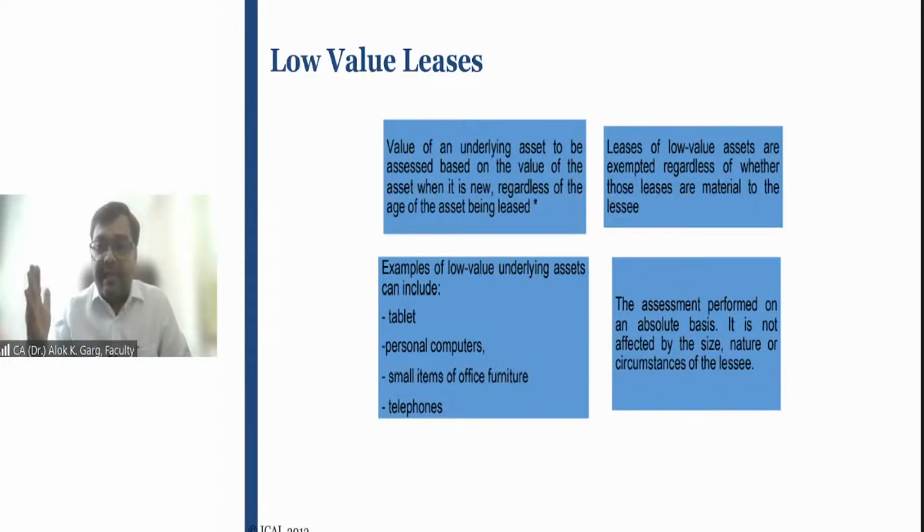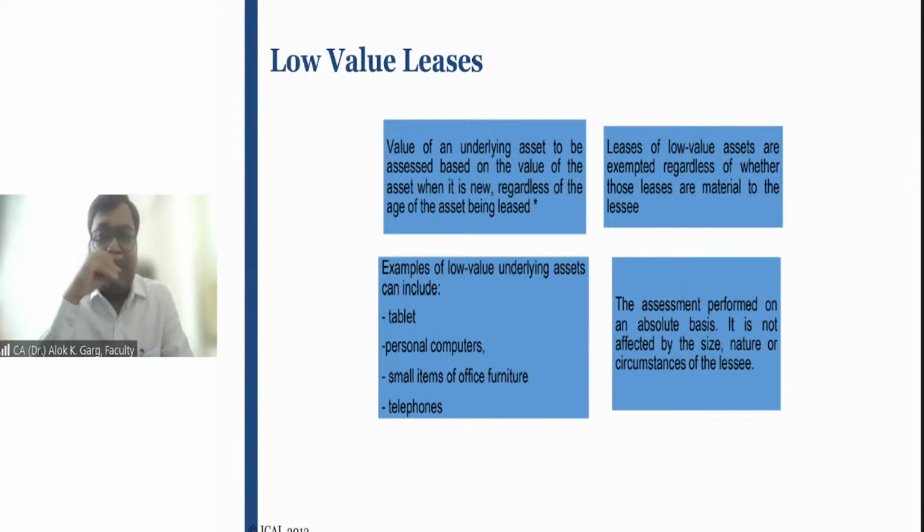any individual item which is taken on a lease, if the cost of the new item is up to 10 lakh rupees, it is considered as a low value lease. And Ind AS 116 accounting is not required. What is required? Expense accounting is required.